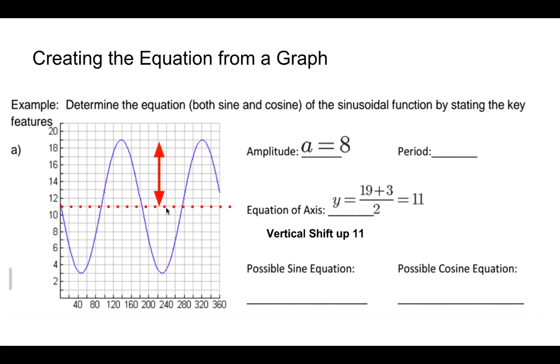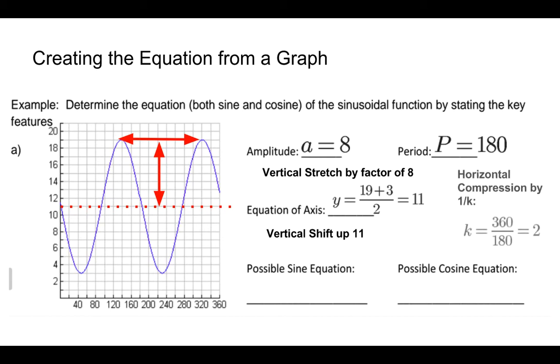The amplitude is the height above the axis or below. In either case, it's 8. And so that means we'll have to have a vertical stretch by 8. So if we just have sine or cosine, they have an amplitude of 1, so they're going to need a stretch factor. And the period is the distance here. We can see it the clearest, 140 to 320. That's 180 degrees. And so that means the sine or cosine have to be compressed by a factor of 2. 1 over k, or 1/2. So the k value would have to be 2. So we have to have a compression by a half.